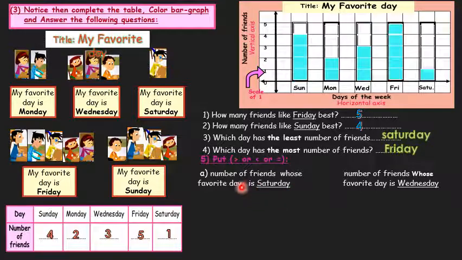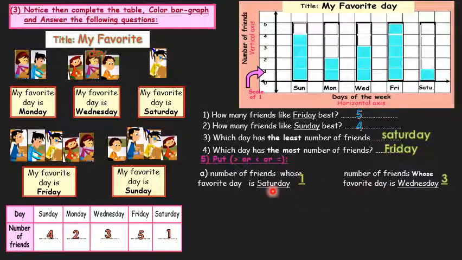And the fifth question, put bigger than or less than. Here we give you the number of friends whose favorite day is Saturday and the number of friends whose favorite day is Wednesday. How can we solve this question? At first we look at how many friends have Saturday as their favorite day. We look here, 1, so I will write here 1. Yes. And here, how many friends have Wednesday as their favorite day? I will look here, yes, which is 3, so I will write here 3.